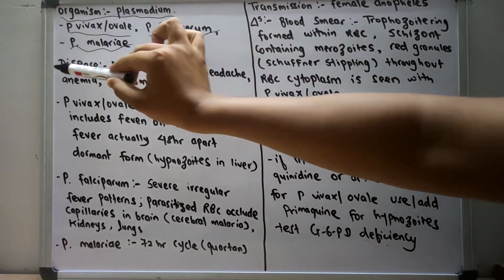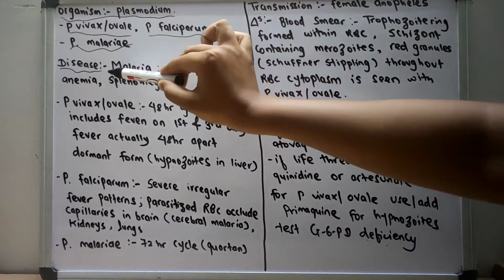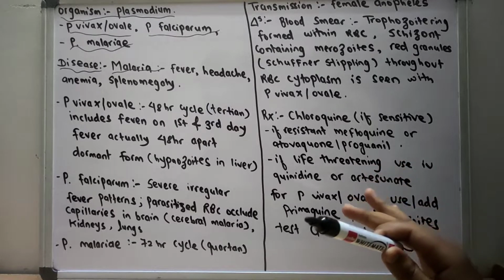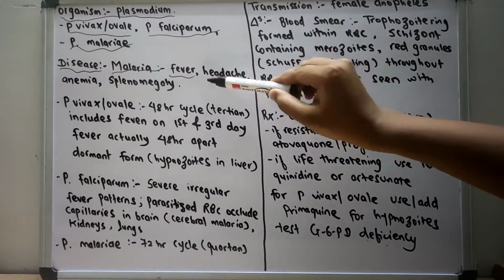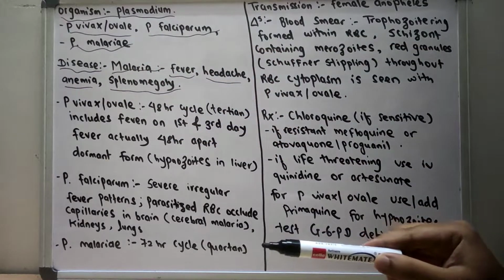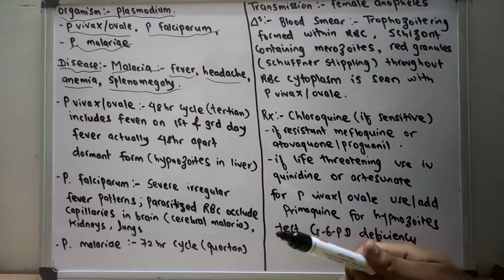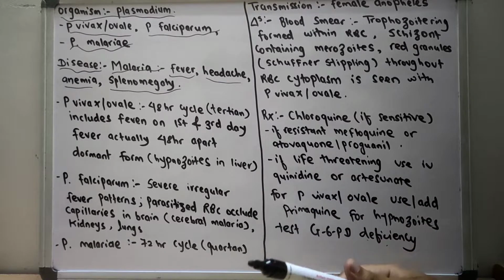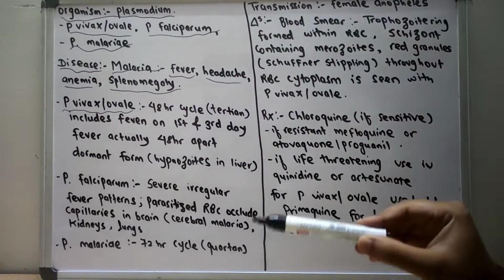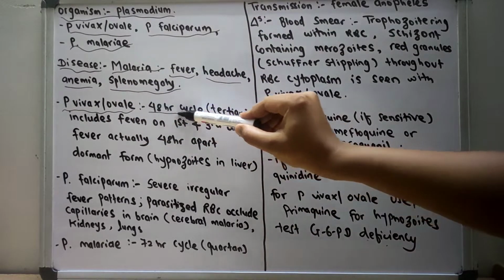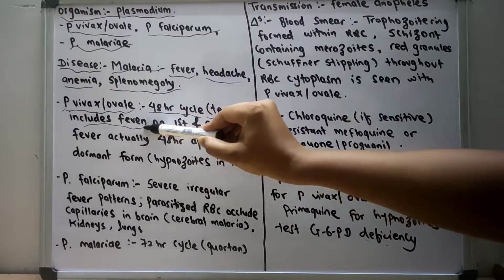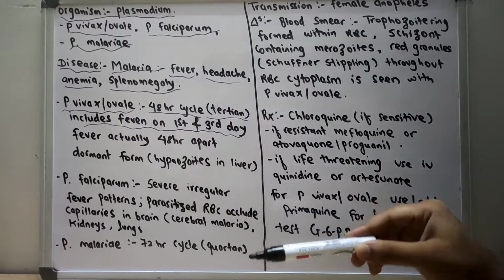So the disease caused by this Plasmodium species is malaria, and the main symptoms of this malarial disease are fever, headache, anemia, and splenomegaly. Now, what type of fever do the different species manifest? So, in Plasmodium vivax and Plasmodium ovale, there is a 48-hour cycle of the fever that we call tertian fever. So, it includes fever on the first and third day.